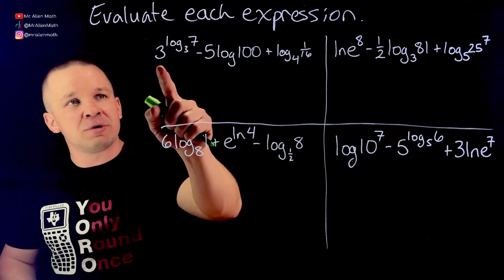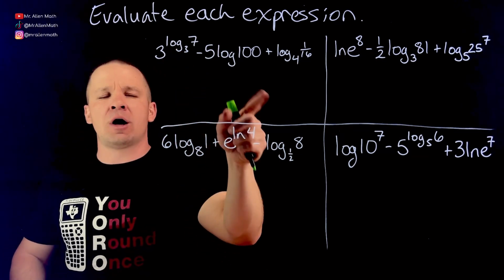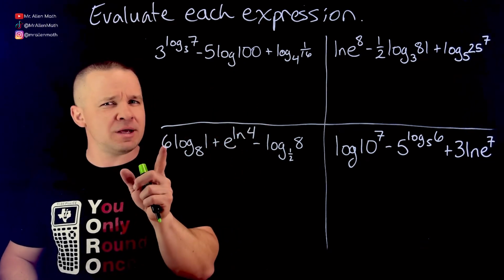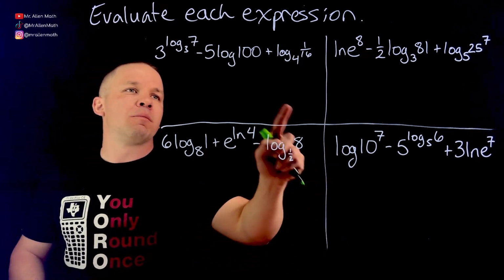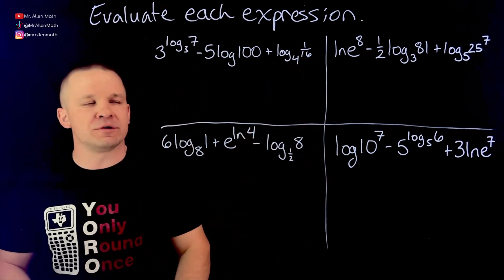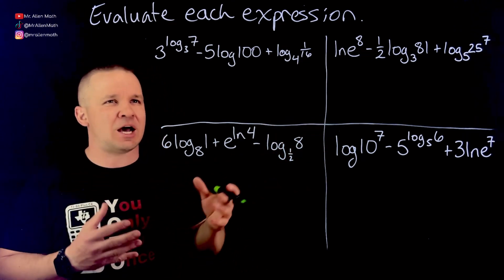We have ourselves 3 to the log base 3 of 7 minus 5 times log of 100. No base. Interesting. What's that mean? It's log base 10 of 100, right? No base implies log base 10. Plus log base 4 of 1 over 16. Now, individually, these aren't all terrible, but together it's kind of overwhelming.